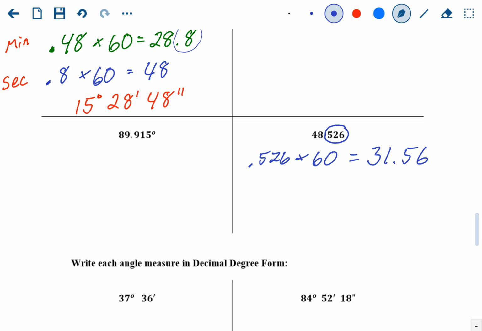And again, the numbers should make sense. Okay. 0.5 is a little more than half. So we should expect the number to be a little more than 30. Half of 60 is 30. And it is.